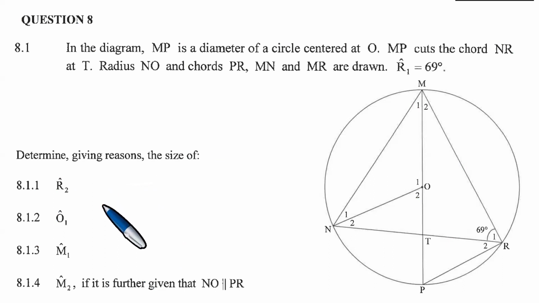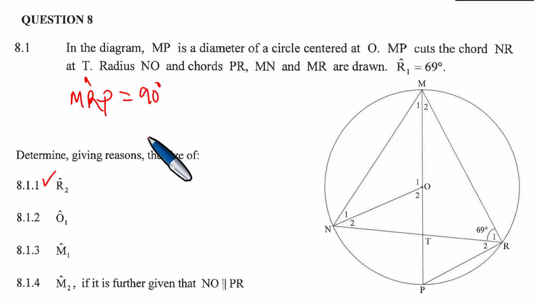Sir, I already know it, sir. Right. What do you think the size of R2 is and why? Okay, since O is the point of the center, angle R is going to be equal to 90 degrees. Yes, the entire angle R is 90 degrees. In other words, the angle MRP is equal to 90 degrees. Why is this the case? It's an angle in a semicircle.